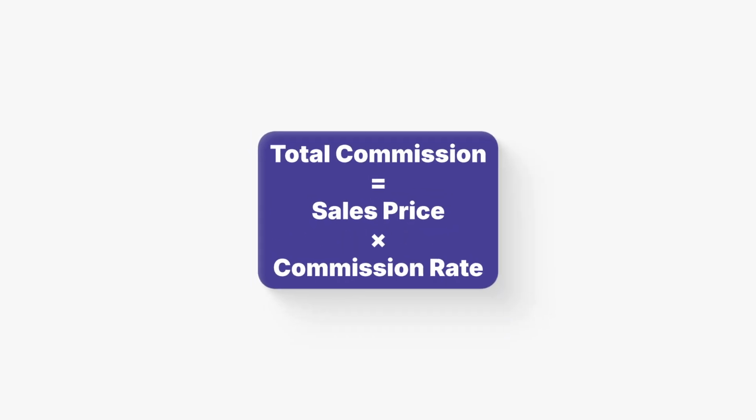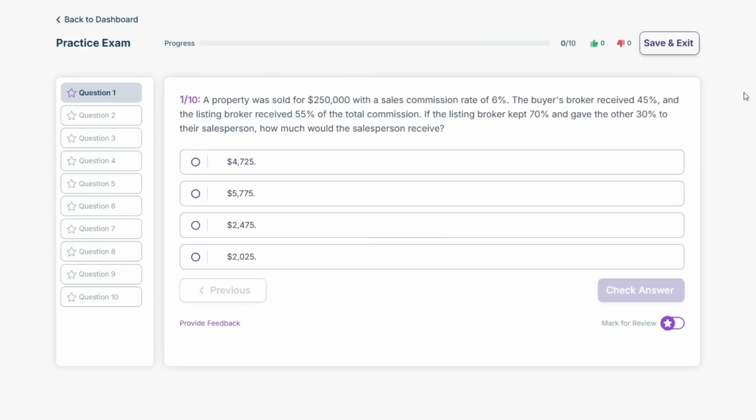Formula 1 is total commission equals sales price times commission rate. This formula is used by real estate agents to calculate how much commission they will earn from the sale. Now, with that formula, try to figure out this situation.